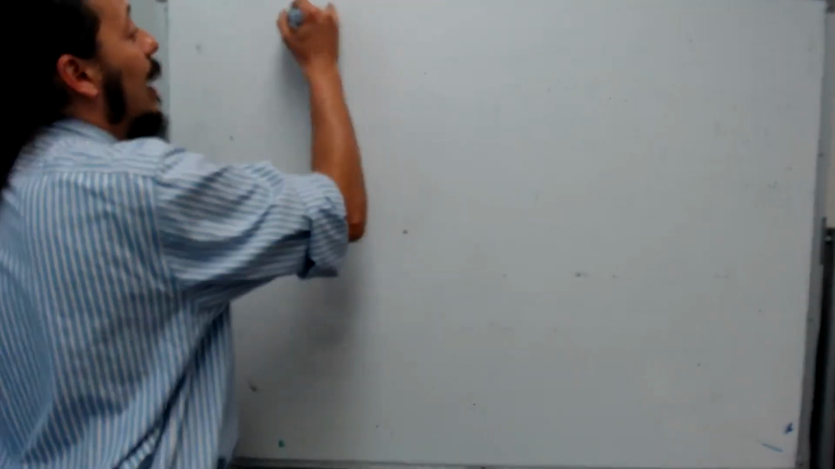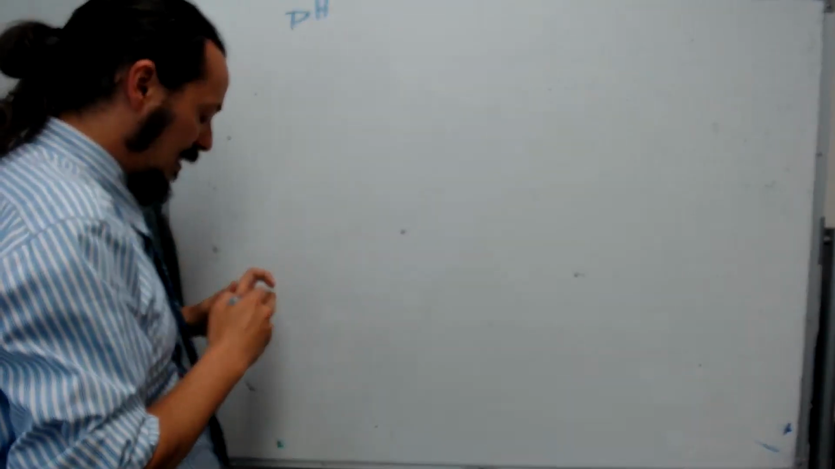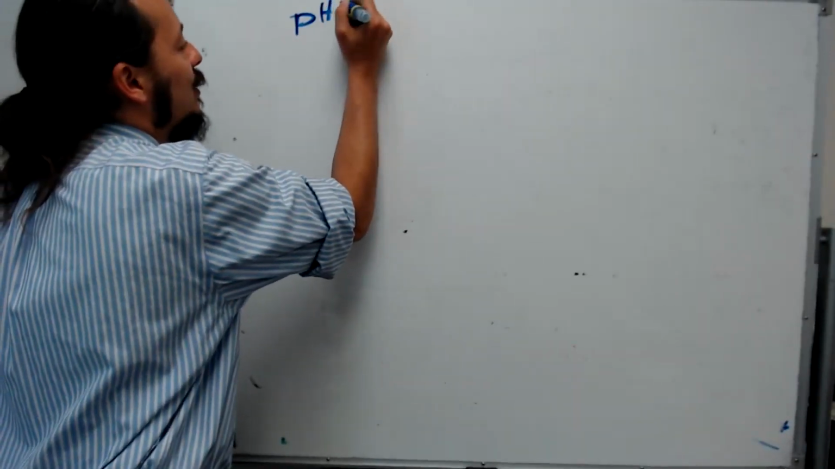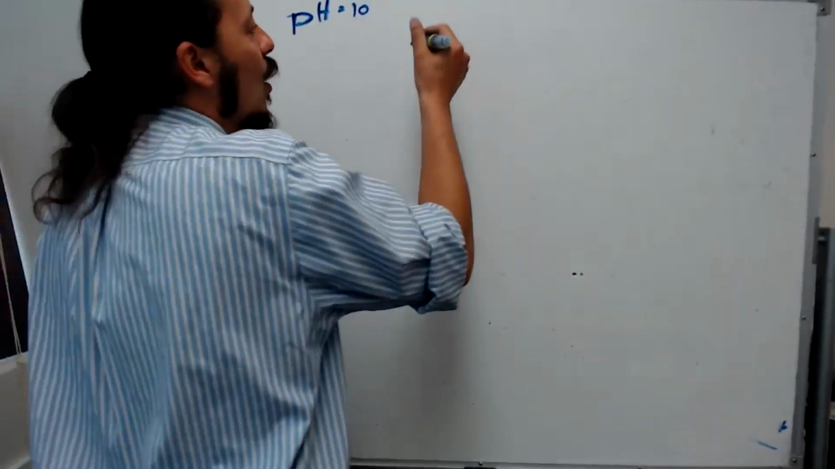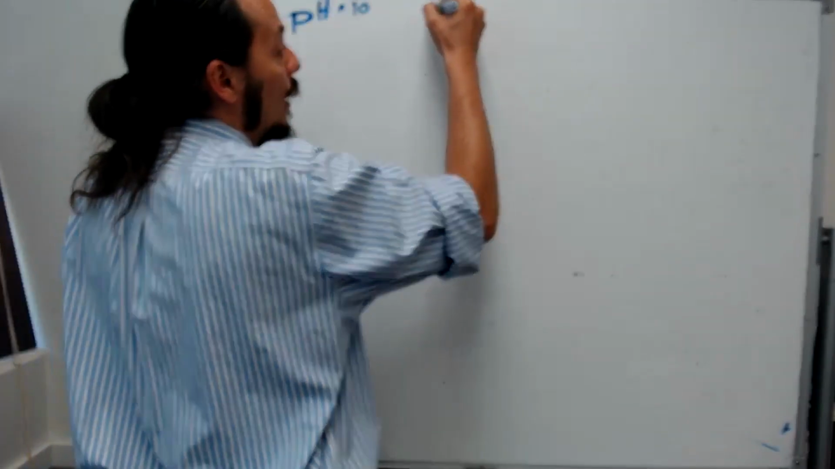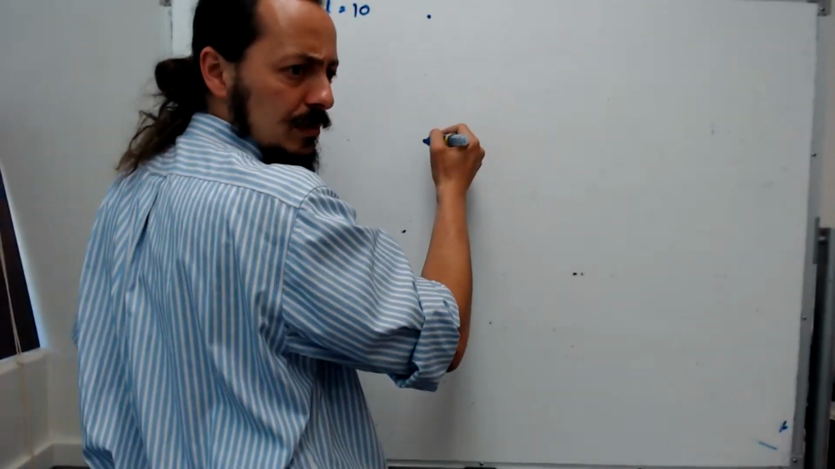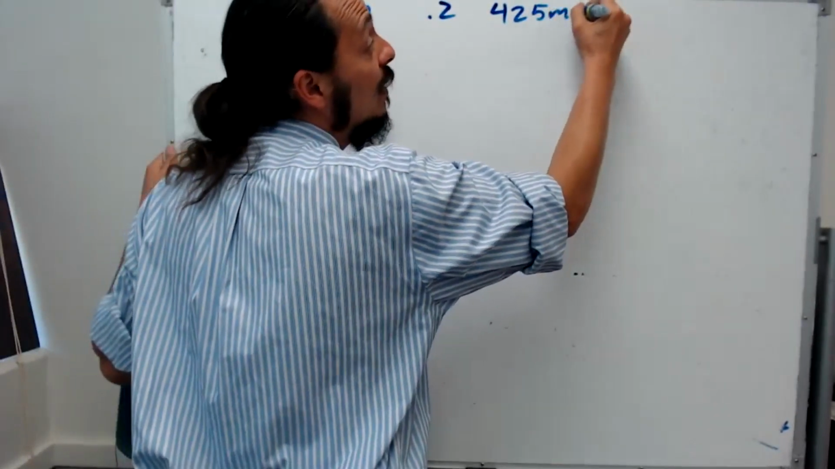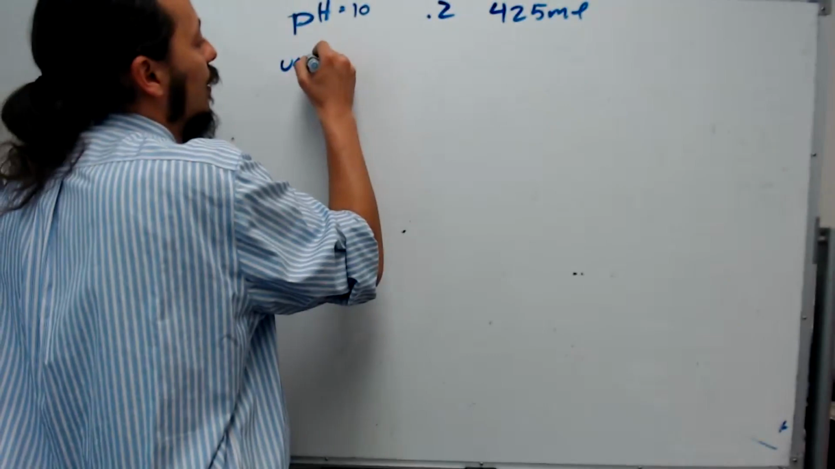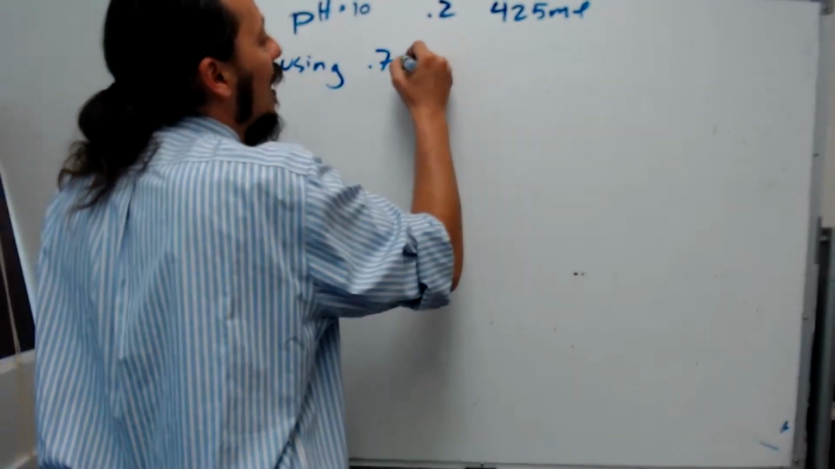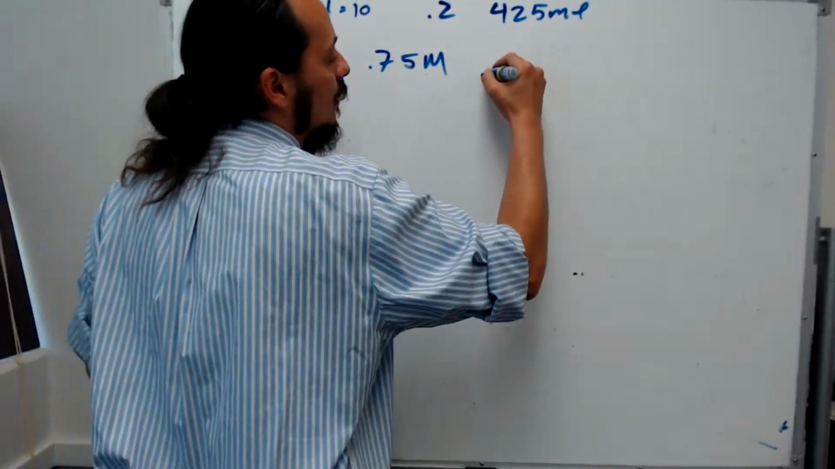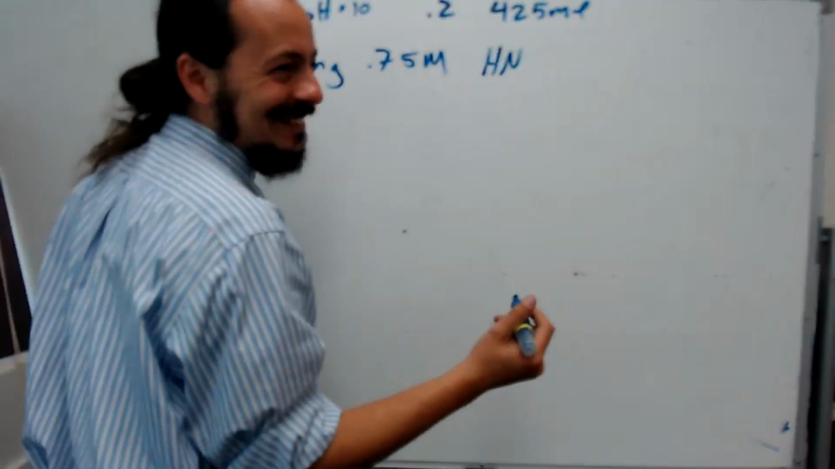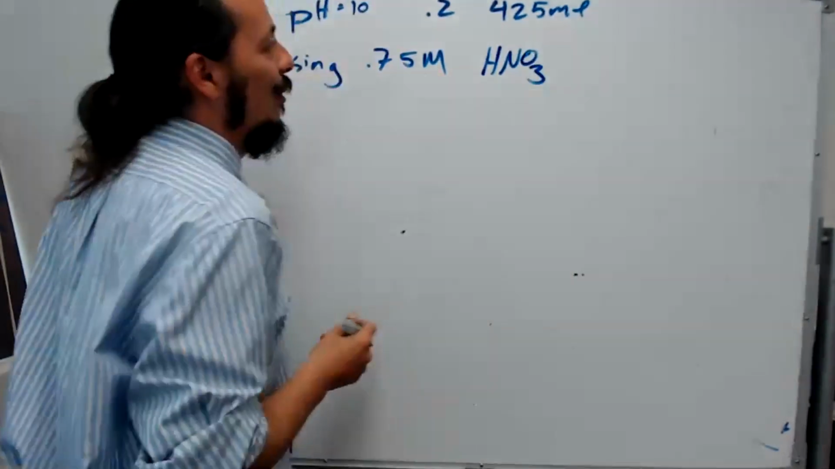We're making a buffer. I have so much of this remembered at this point. We want pH 10 is our target. We want a concentration of just 0.2? Yes, 0.2. We want 425 milliliters. And we're using 0.75 molar HNO3. Yeah, I would almost put NaOH. I was like, no, HNO3, right?